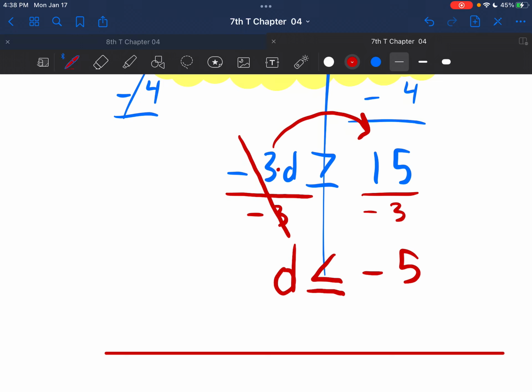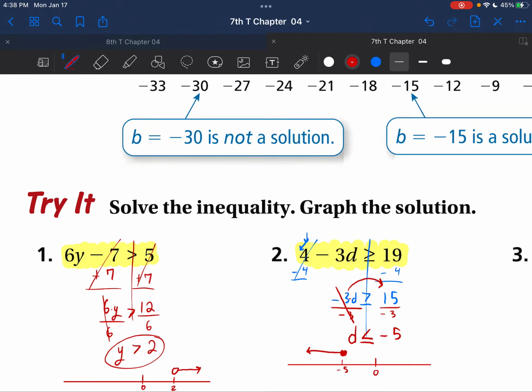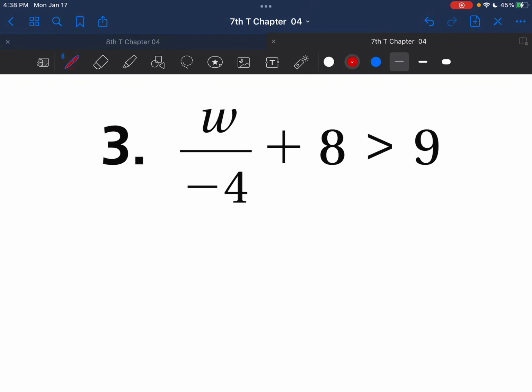So now that you got that answer, all you got to do is graph it. We have 0, we have negative 5, and a number that is less than negative 5, closed circle. Negative 10 is less than negative 5, negative 100 is less than negative 5. Where are you going to find those answers on this graph? That would be to the left.